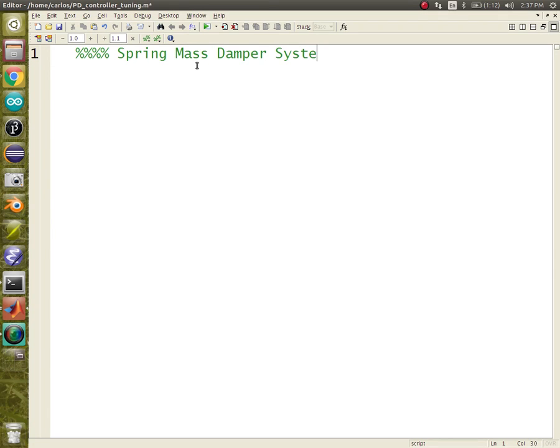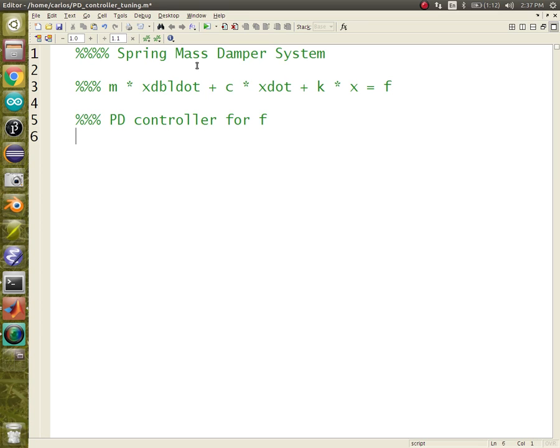The second order system that I'm going to do is going to be a spring mass damper system. The equations of motion are going to be m times x double dot plus c times x dot plus k times x equals f. And f is going to be a PD controller. So f is going to equal negative kp times x plus kd times x dot. And we're just going to assume that we have perfect sensor measurement and we're measuring that.